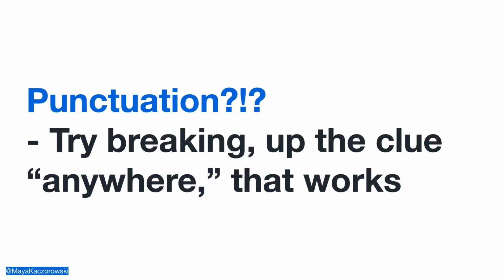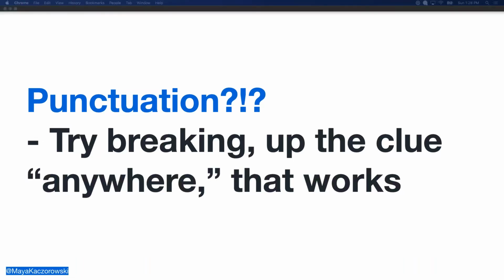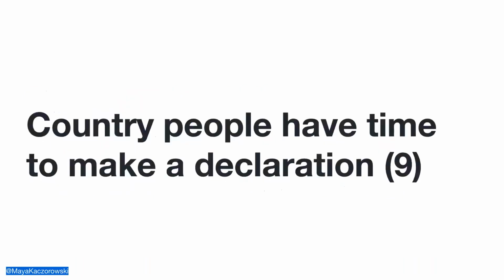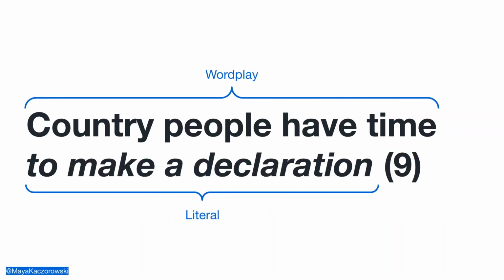Okay, so now that we have the basics down, let's do a couple of examples from the cryptic yesterday. Country people have time to make a declaration, 9 letters. Try to do this, and as I go along, I'm going to hint you towards it. Okay, so we'll split this up. I'll tell you that to make a declaration here is the literal. So you're looking for a 9-letter word meaning to make a declaration.